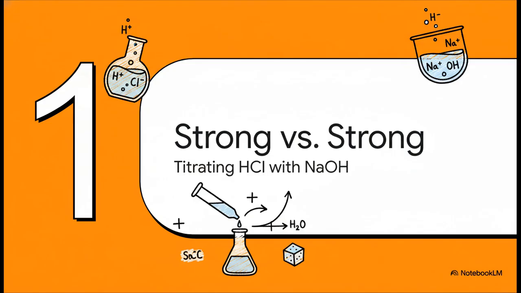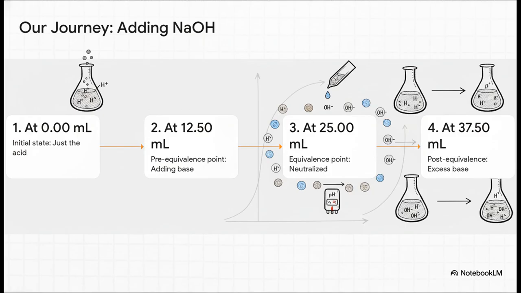To get the hang of this, our first story is the classic tale. A strong acid, hydrochloric acid, going up against a strong base, sodium hydroxide. This is the most straightforward case you can get, and it gives us the perfect baseline for understanding everything else. So let's follow the journey of the pH in our beaker at 4 key moments. We'll start with just the acid, then we'll add some base, then we'll add the exact amount of base needed for neutralization, and finally, we'll see what happens when we go a little overboard. Let's see what story the curve tells us.